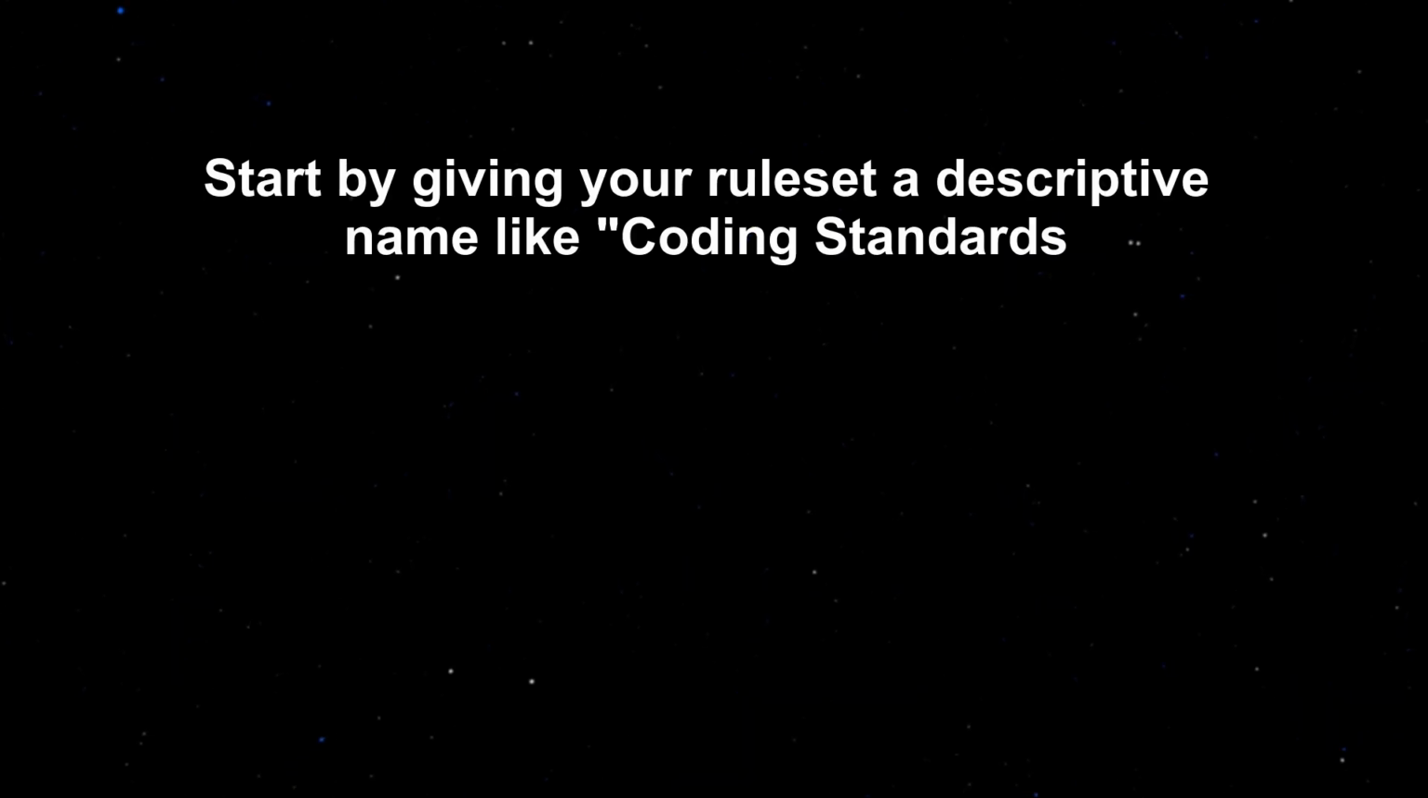Now, click the green Create Ruleset button. Start by giving your ruleset a descriptive name like coding standards. Next, define the target branches this ruleset will apply to.